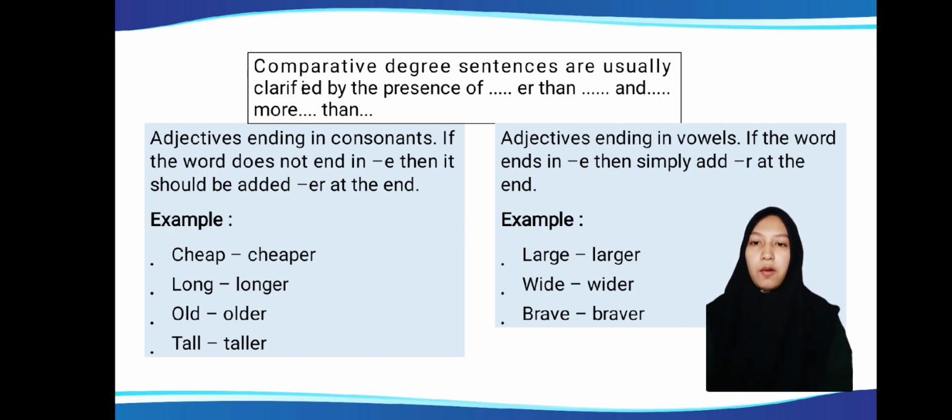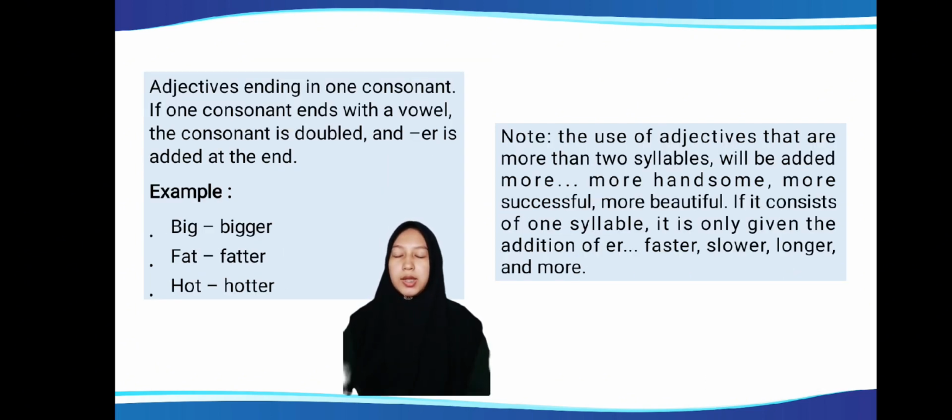Adjective ending in vowels, if the word ends in e, then simply add r at the end. Example: large, larger, wide, wider, brave, braver. Adjective ending in one consonant, if one consonant ends with a vowel, the consonant is doubled and er is added at the end. Example: big, bigger, fat, fatter, hot, hotter.